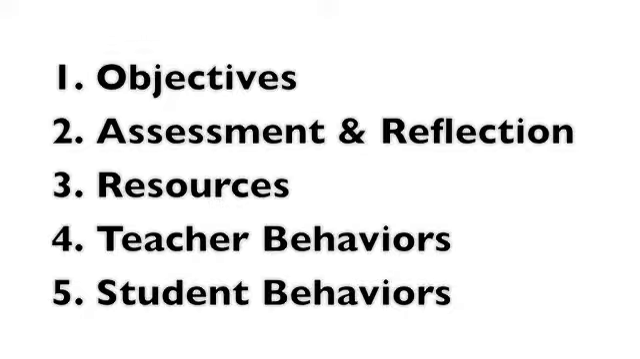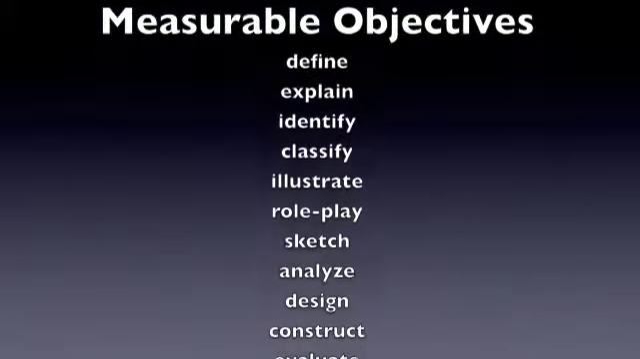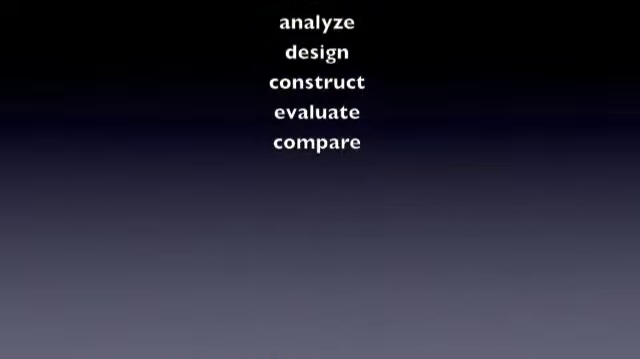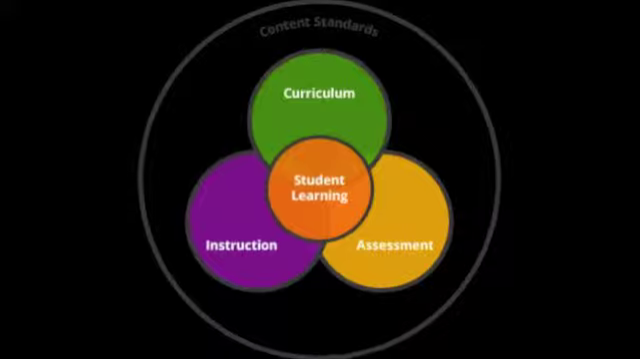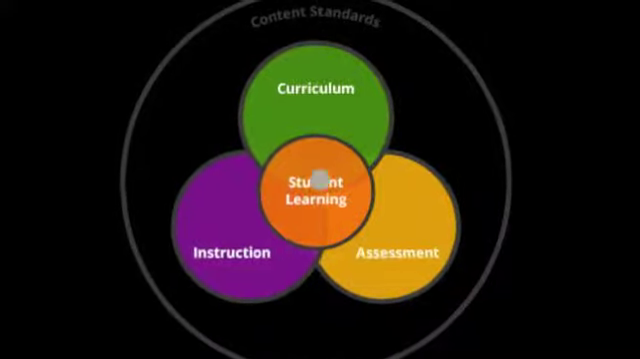In terms of objectives, ensure that your learning outcomes are measurable. Avoid broad goals such as students will learn or understand or know. Use specific measurable verbs such as students will define, identify, explain, analyze, and so forth. Your objectives should align with state standards, your instruction, and your assessment.